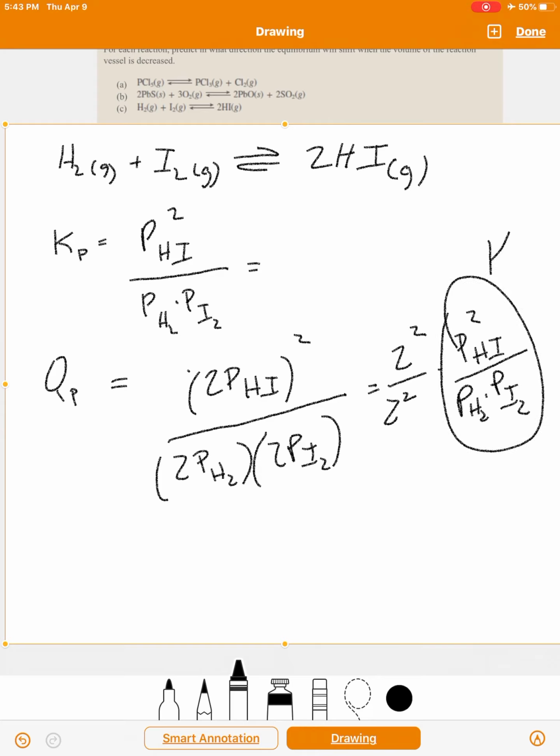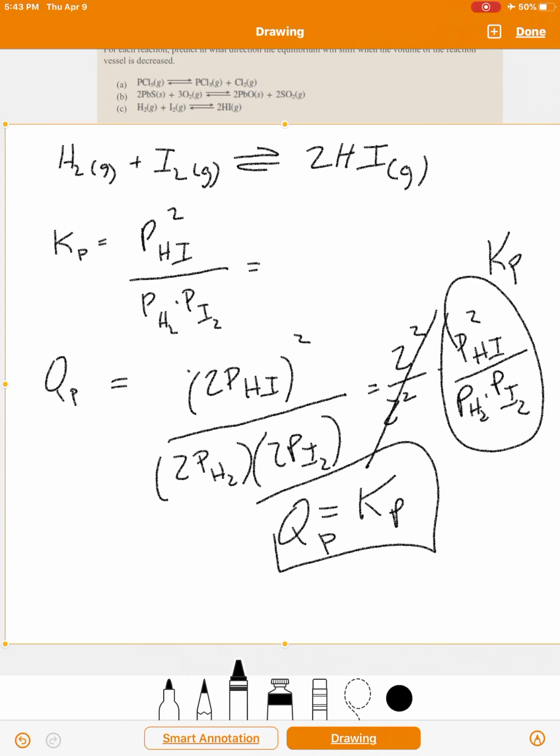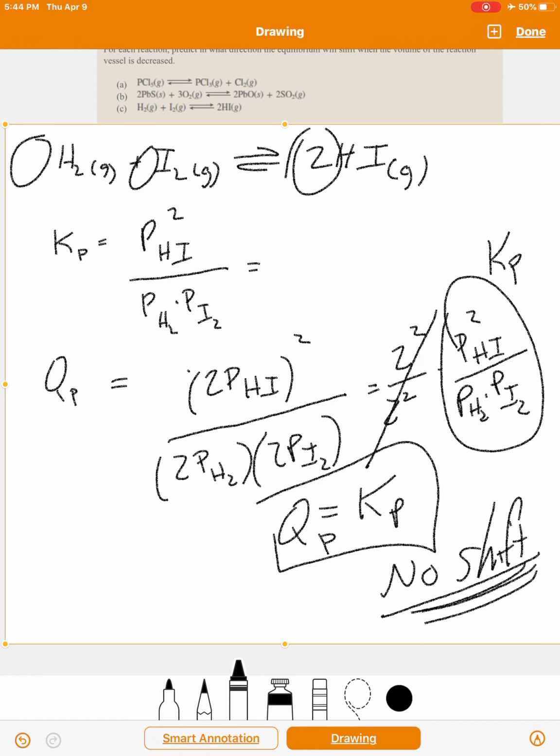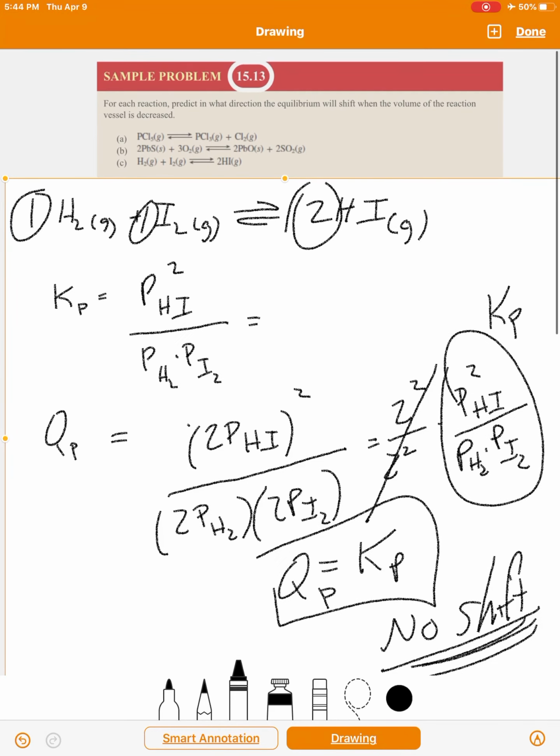So this right here is Kp. 2 squared over 2 squared is 1. So in other words, Q equals K. What happens if Q equals K? That means you're at equilibrium, no change, no shift. It's not going to change, right? So there we go. So what happens is, if the number of moles of gas are equal on both sides, 1, 1, and 2, then essentially no effect. It's really the difference in moles of gas that makes a change on this one. Okay? So this one's tricky, so make sure you try the practice problem A and B, and then also do any of the checkpoints at the end so that you can get even more practice on it.